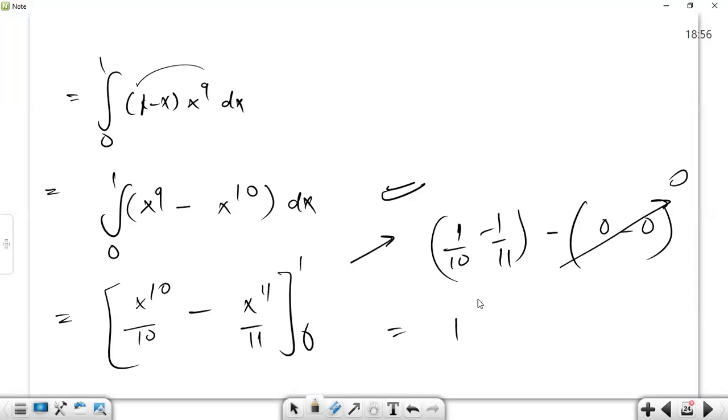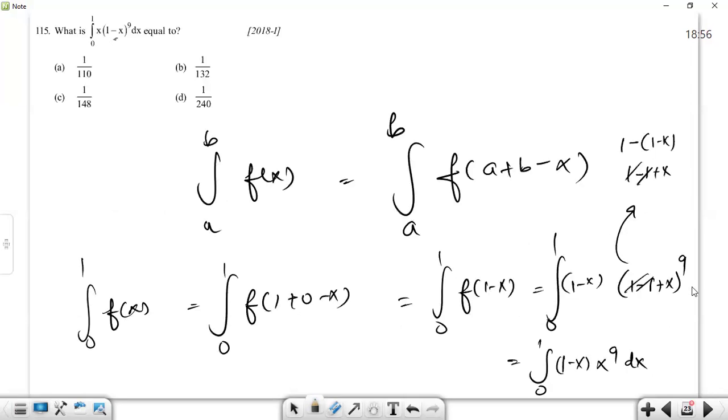So 1 by 10 minus 1 by 11, taking LCM, 11 minus 10, simply 1 by 110. Matching options, option number A is correct. Is this question clear, everyone? Yes, sir. So we have just smartly used this trick to change the variable.